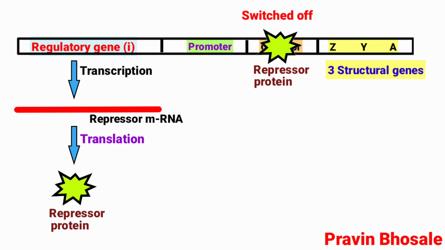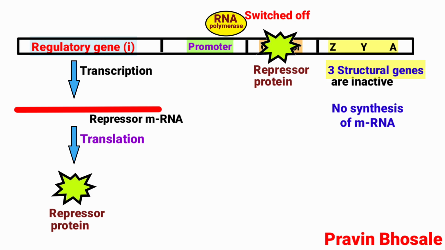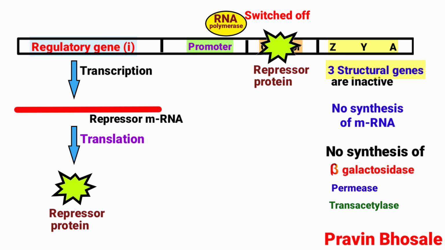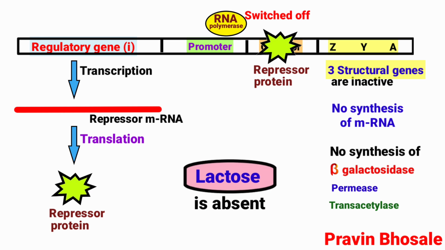The operator is switched off. The promoter region, where RNA polymerase binds, cannot move to the structural genes because there is a blockage, that is, the operator region is bound by the repressor protein. Due to this, the structural genes are inactive. There is no synthesis of mRNA, so no synthesis of enzymes required for lactose metabolism because lactose is absent.